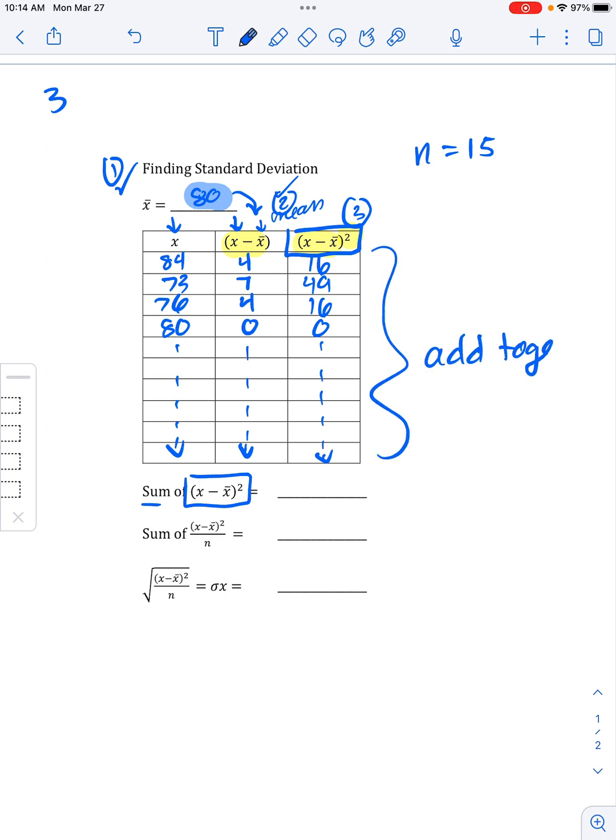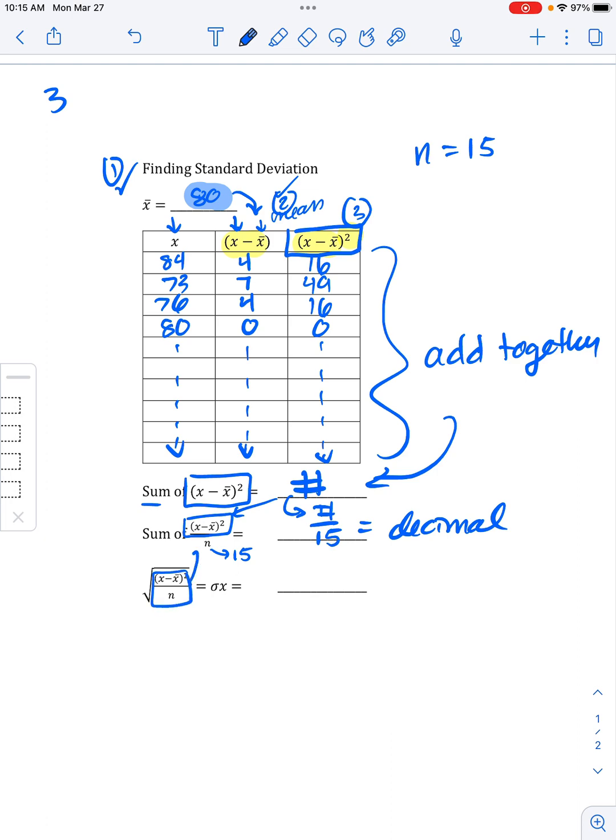So I add these all together, and then that becomes the number that goes right here. And then if you look, this top part of the next step is that same thing, x minus x bar squared, divided by the number of numbers there were, which was 15. So I would be taking this previous total from right here, dividing it by however many numbers there are. That's going to most likely give me some kind of a decimal. And then this whole thing is identical to that.